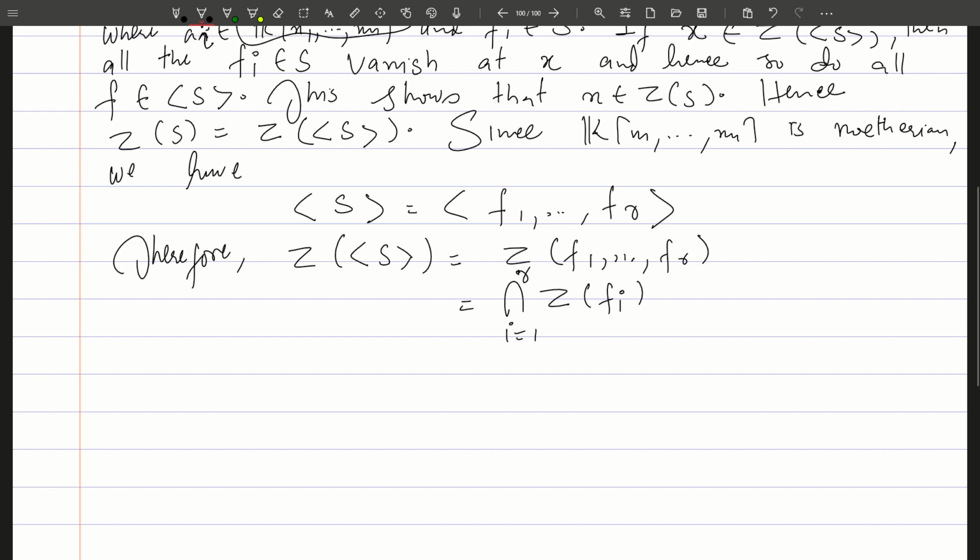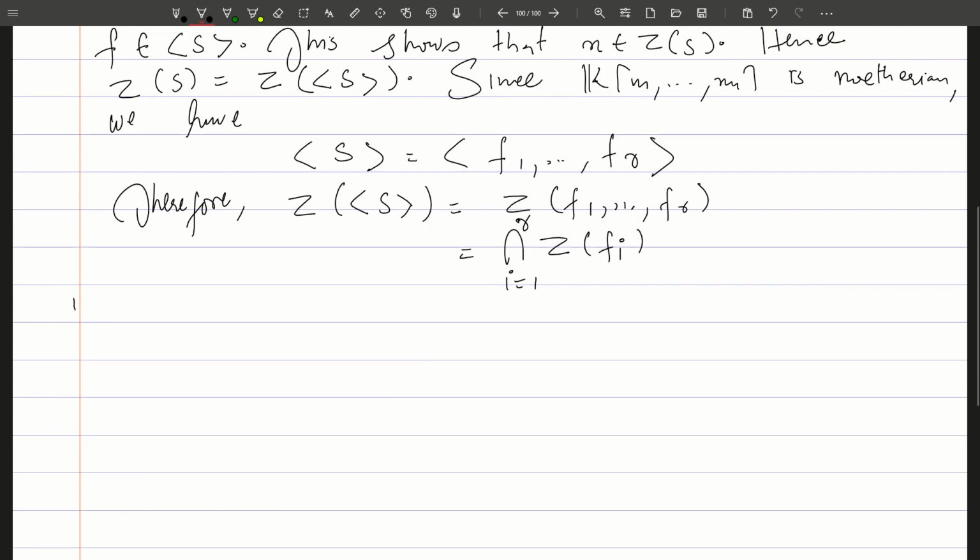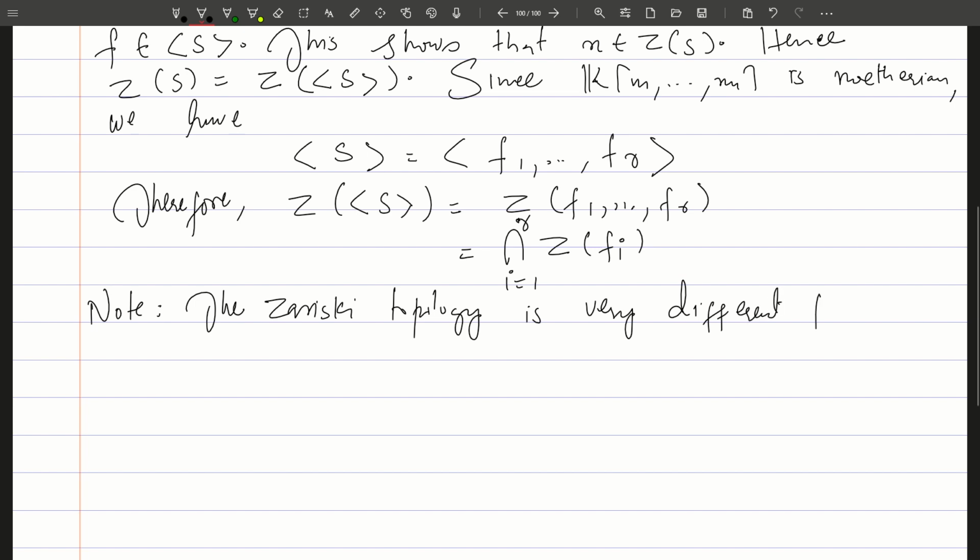Now, the Zariski topology is very different from the usual topologies. So it needs some time to develop an intuition for its behavior. So we should mention this here. This is a remark, or let us call this a note: the Zariski topology is very different from the usual topology.